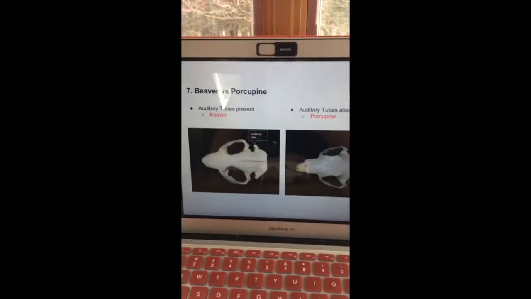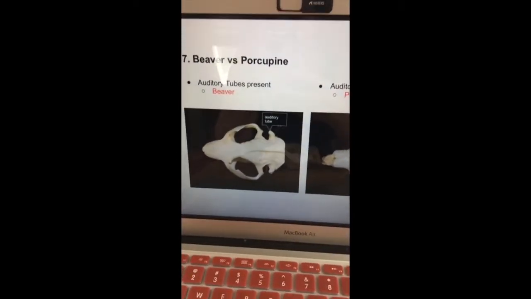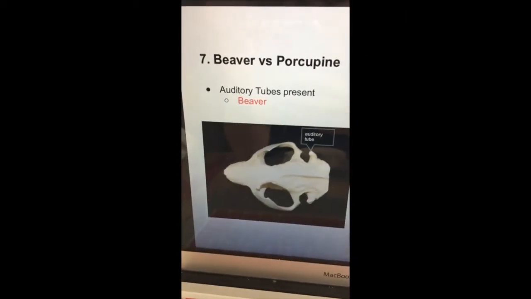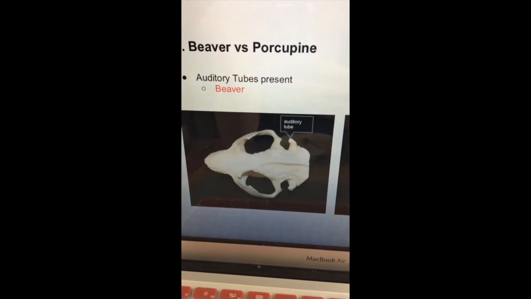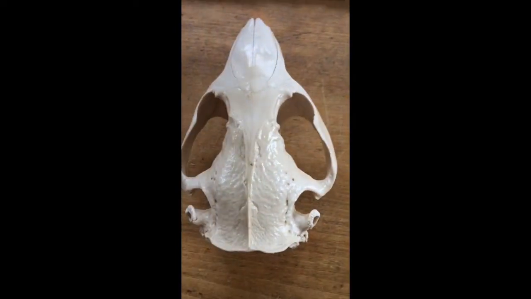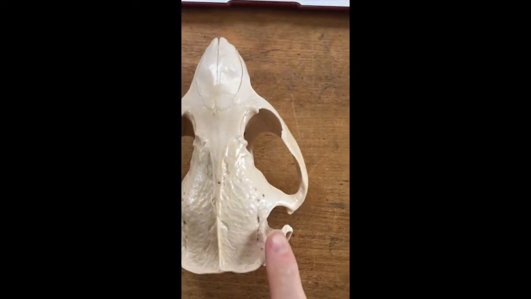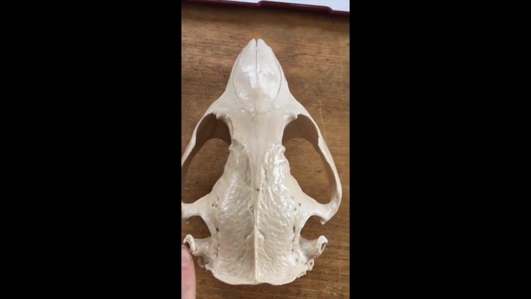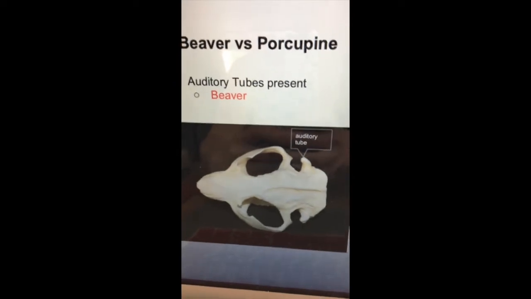Now our only choices left are a beaver or a porcupine, so they share all of the same features until this point. It is now asking us if there is an auditory tube present, and it's pointing out in the picture what that means. Looking at our skull from the top, I can see that there is an auditory tube on each side. Those are the ear tubes. This is a beaver skull.